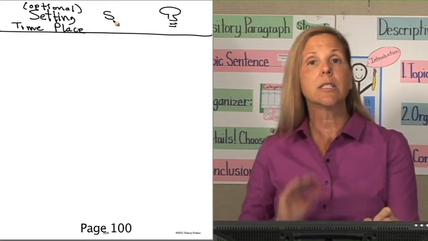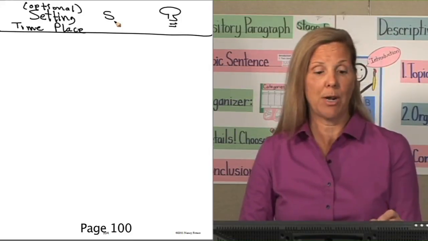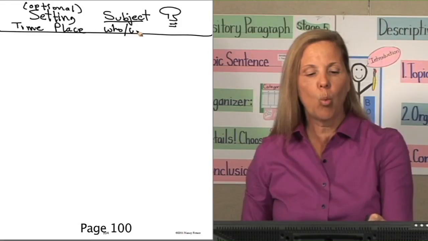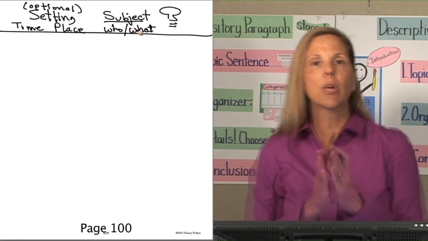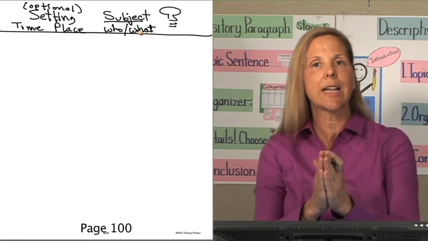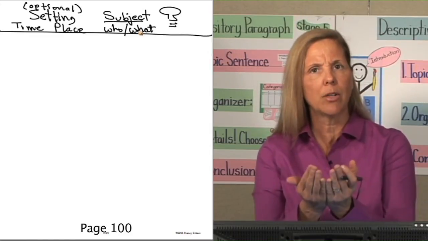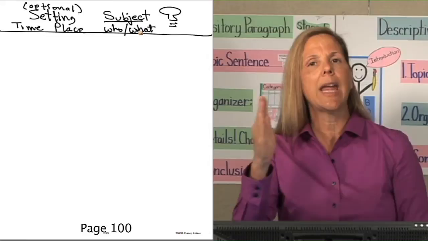The second S is always going to be present, and that's the subject. That is, who or what is the information about? We're going to hold our hands together like it's a textbook, open it up and say, who or what is this information about? And we're only going to say that.